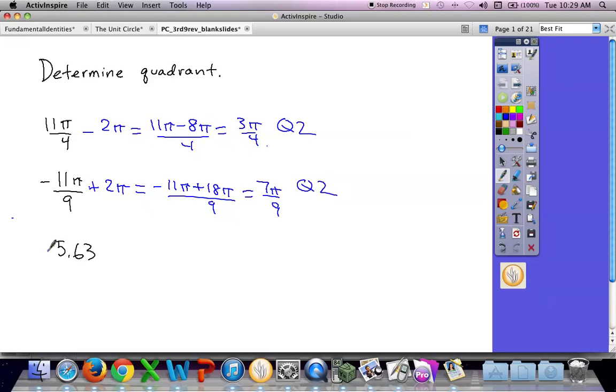Okay. How about 5.63? What is the units on this? It's radians because why? Because there's no degrees, right? So unless it has a degrees on it, it's radians. How do you know where 5.63 would be?